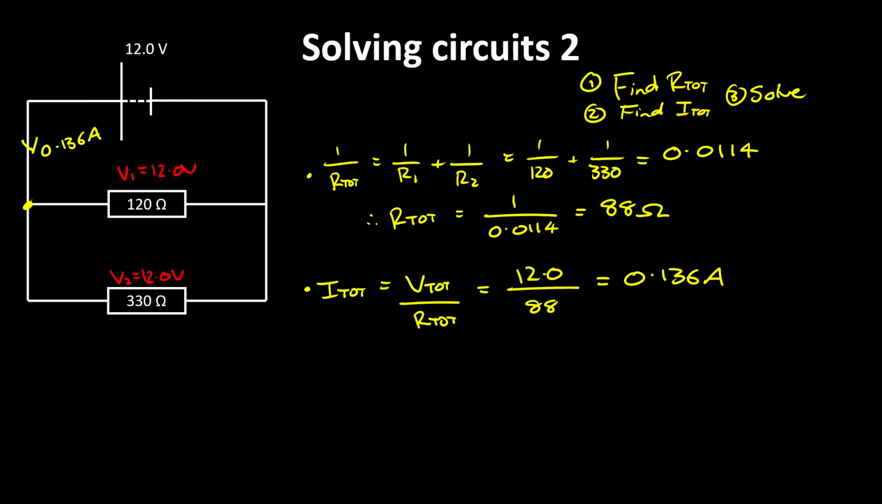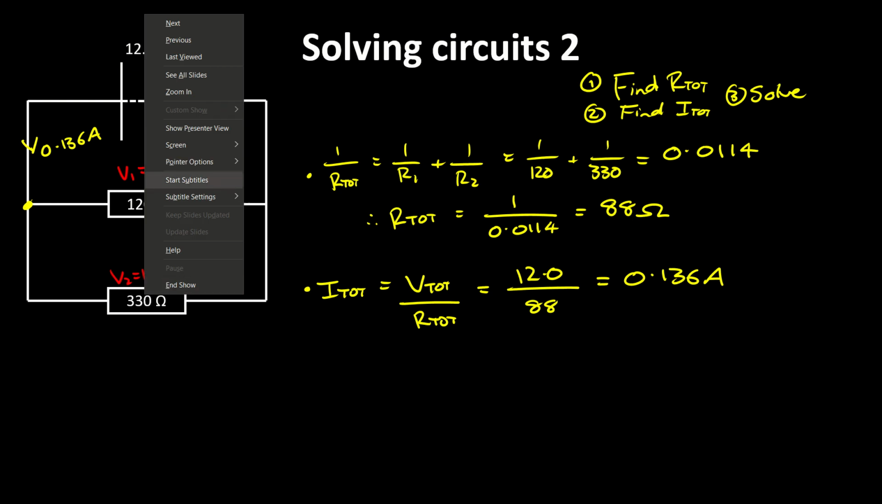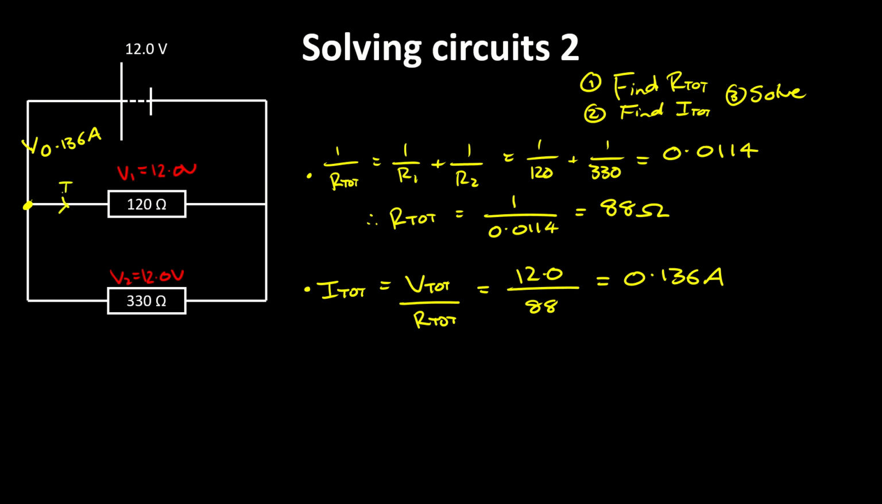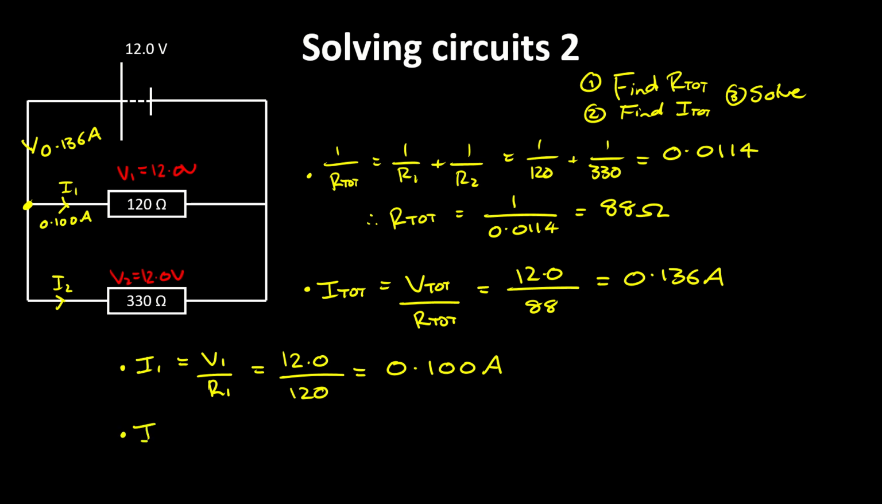Now we know for each one of those, we know the voltage and the resistance. So we can find the current. So if I call this one I1 and this one here I2, we could find I1 using Ohm's law. It's going to be V1 over R1. And we know V1 is 12 volts, and we know R1 is 120, which is a nice convenient dividing. 12 divided by 120 is 0.100 amps. So we know that one is 0.100 amps.